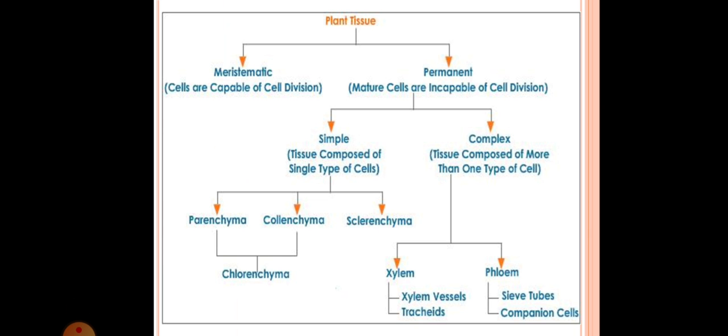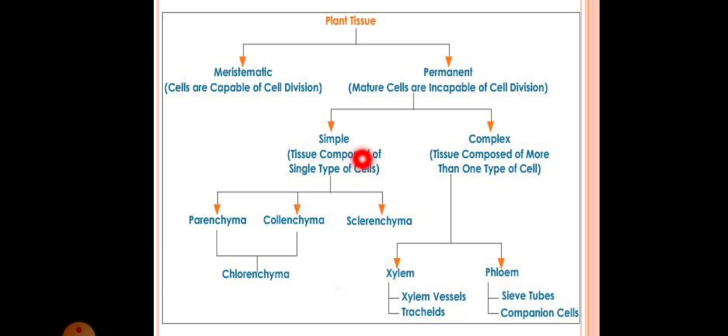First we'll see the flow chart of plant tissue. Here the plant tissues are of two types. First is meristematic tissues and second one is permanent tissues. Meristematic tissues, we already studied. The cells are capable of cell division. The permanent tissues, the mature cells are incapable of cell division. So these are permanent tissues.